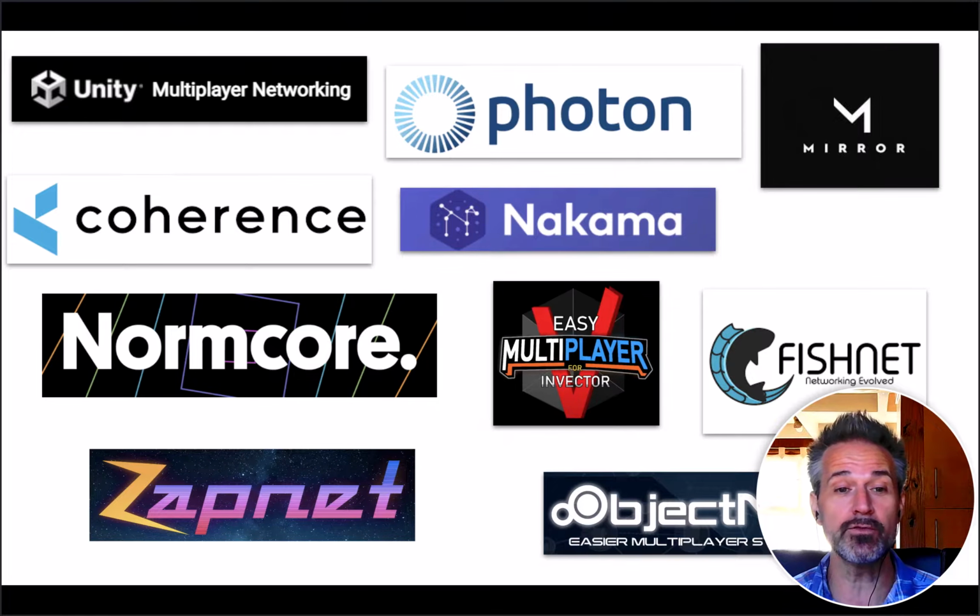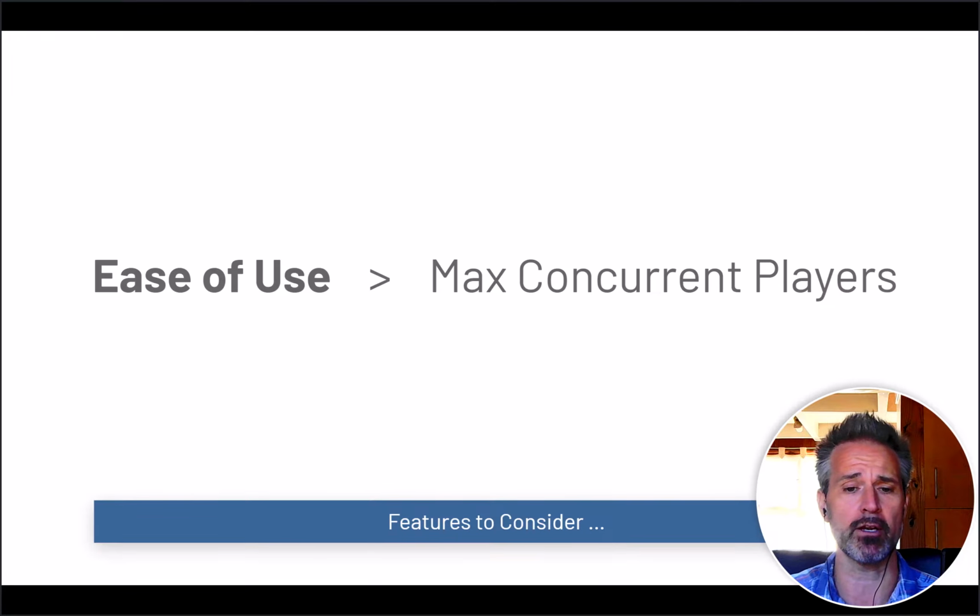There are a lot of different options when you're creating a multiplayer game. This is a partial list, right? We've got Unity's official multiplayer networking, which is called NGO, or Netcode for GameObjects in our case. You've got Coherence, Photon, Nakama, Mirror, Normcore, Fishnet. Those are the ones you see most often. Then I found a few other randoms: ZapNet, ObjectNet, this Easy Multiplayer for Vector. These are some of the ones on the App Store. This is a partial list. There's tons of them out there.